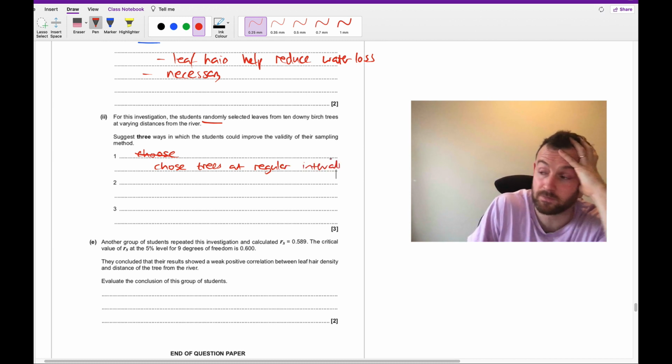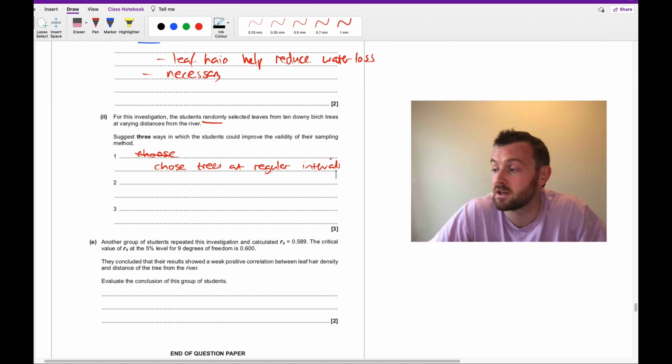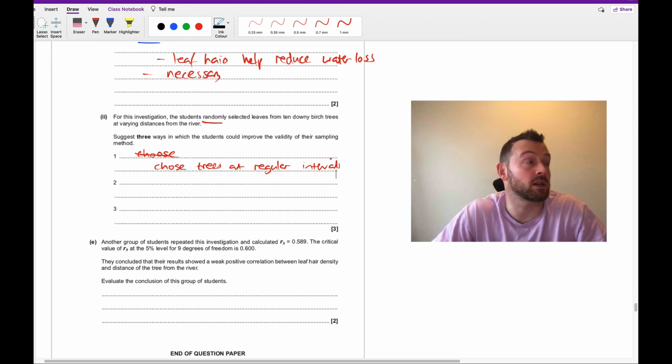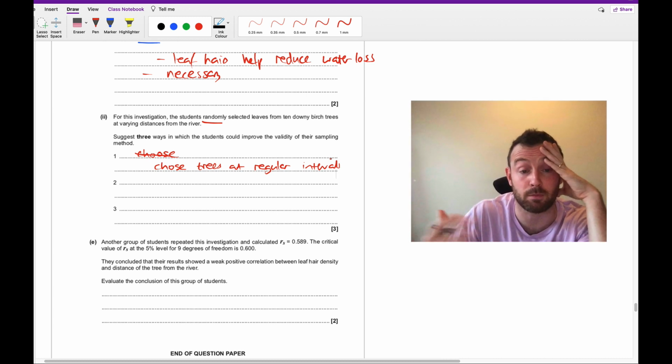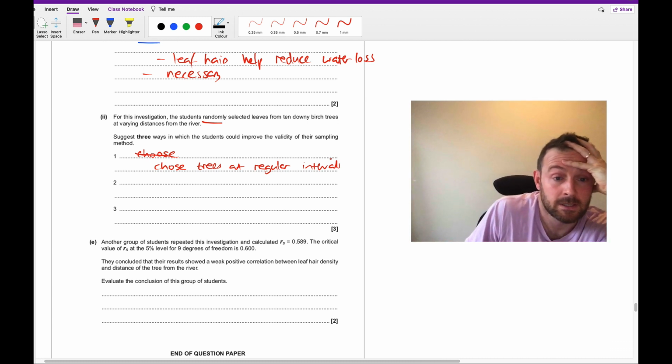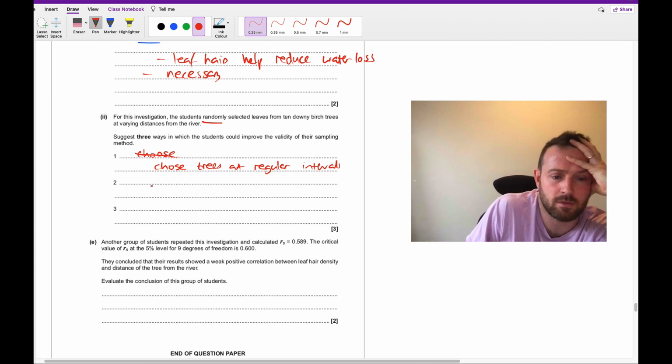So maybe pick 3 trees that are within 5 meters, and then 3 trees that are between 10 and 15 meters, and then 3 trees that are between 20 and 25 meters. Some sort of systematic approach. So maybe use a systematic approach to picking the trees. And the other thing is about the trees. Make sure that trees should be similar.